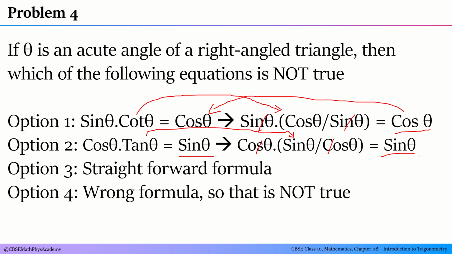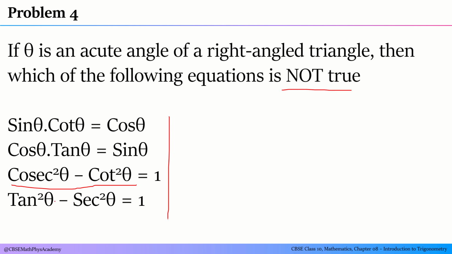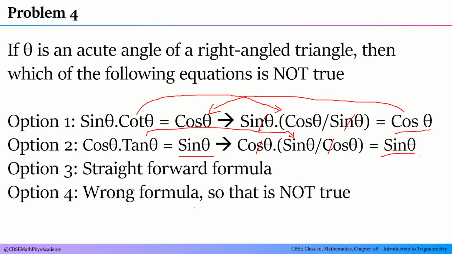Now only option 4 is wrong. What is wrong is option 4: tan square minus secant square is not equal to 1. It is actually secant square minus tan square theta is equal to 1. So they have given it with the minus sign the other way around. So option 4 is wrong and not true.